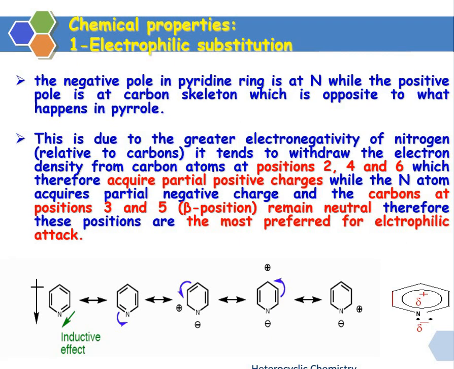It tends to withdraw electron density from the carbon atoms at positions 2, 4 and 6, which therefore acquire a partial positive charge, while the nitrogen atom acquires a partial negative charge, and the carbons at positions 3 and 5, the beta positions, remain neutral. Therefore, these positions are the most preferred for electrophilic attack. You can see here the inductive effects and their resonance structures.